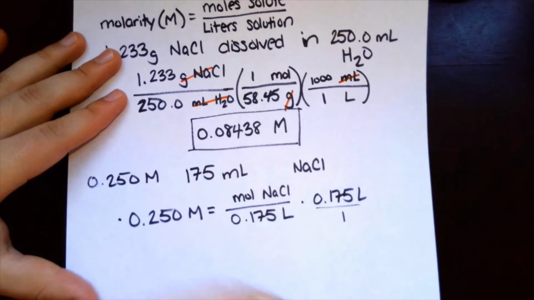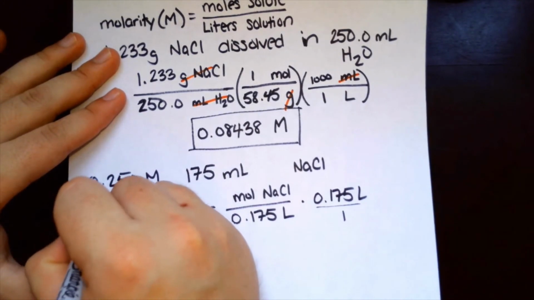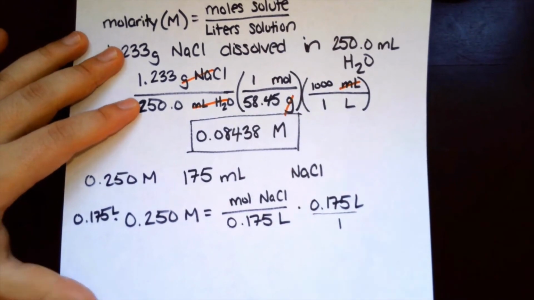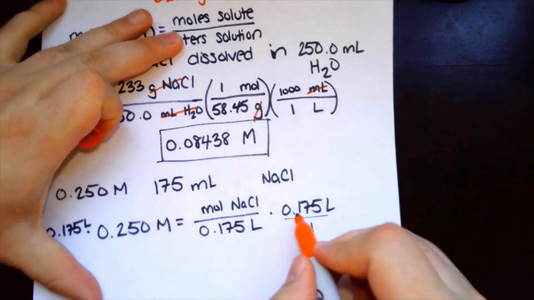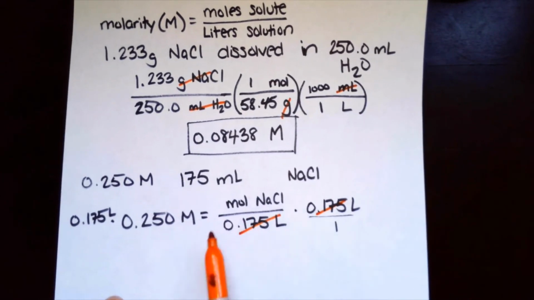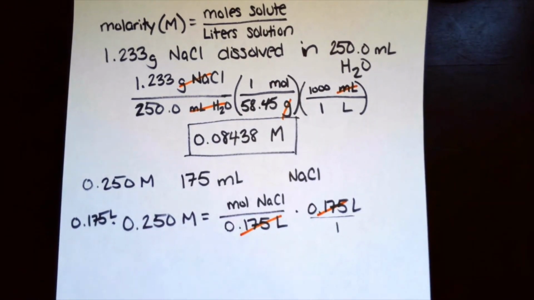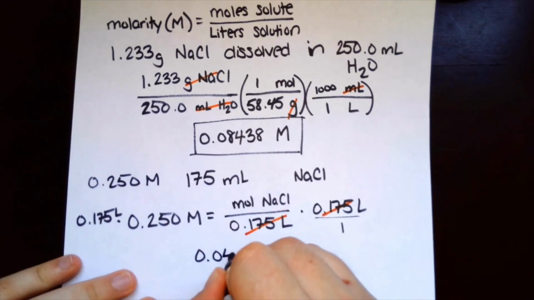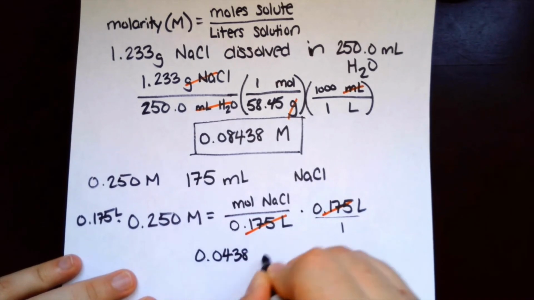So of course we have to do the same thing to both sides. So here, these 0.175 liters cancel out, and these are just moles of NaCl on this side, and we can just do the 0.175 multiplied by 0.25, and that gets us a final answer of 0.0438 moles.